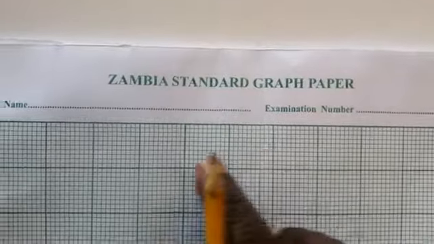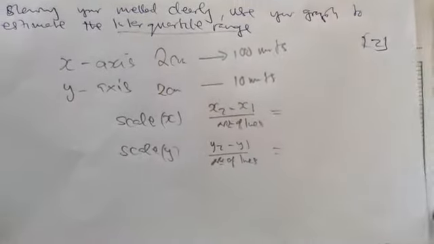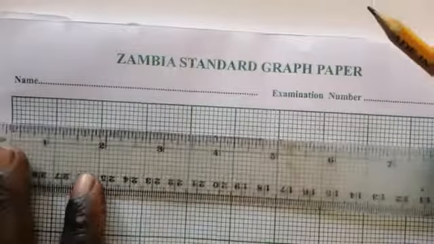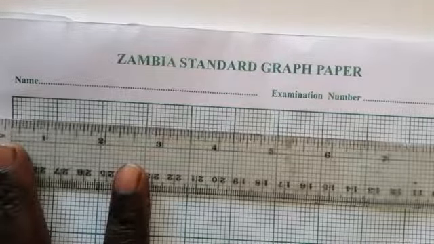So here is my graph paper. You put your exam number there, your name, okay, for identification. From here we are saying in the X, 2 centimeters to represent 1 unit. So your graph should be well justified. So in this case, what I'll do, I'll first copy my table here.